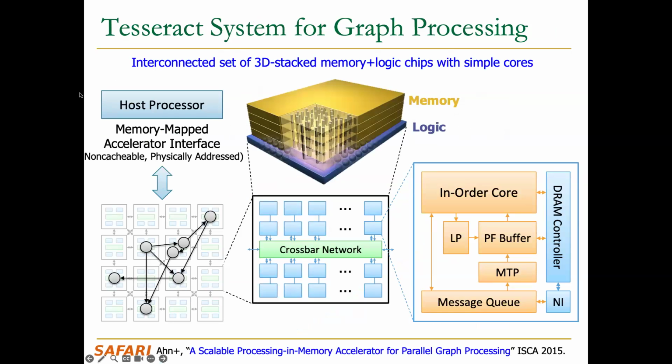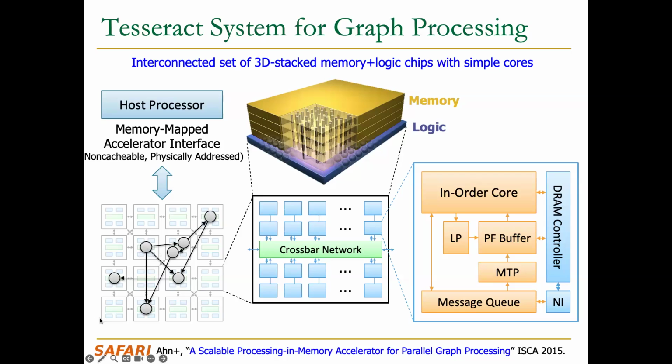Our idea was to have an accelerator that consists of these three-dimensional cubes. And in the logic layer of each cube, you have a lot of processors. They're interconnected in some way. And if you look at each of these processors, there's a simple in-order core and a memory controller. And what we do is we connect many of these cubes together so that you can actually scale to a very large graph. And you do partitioning of the graph so that you have hopefully some amount of locality.